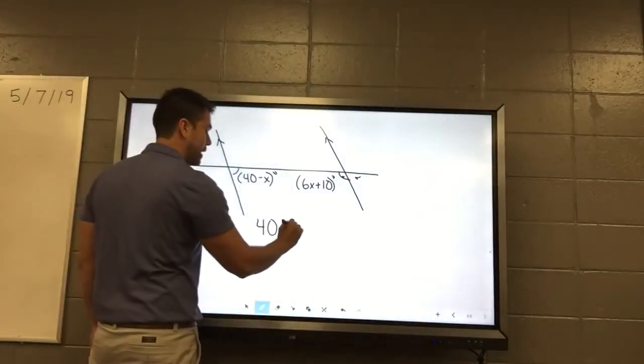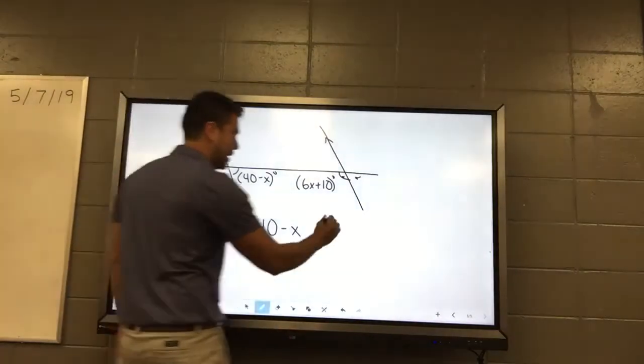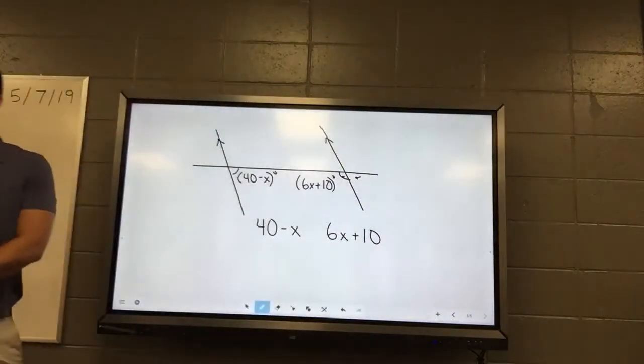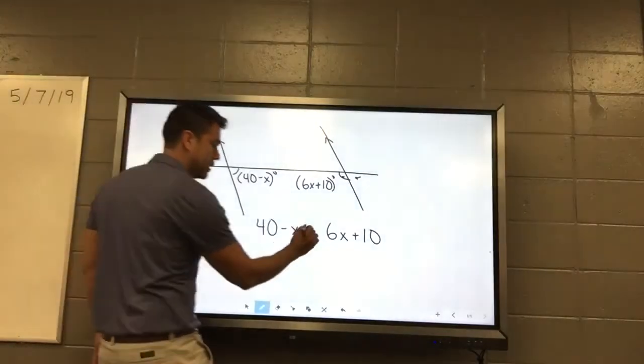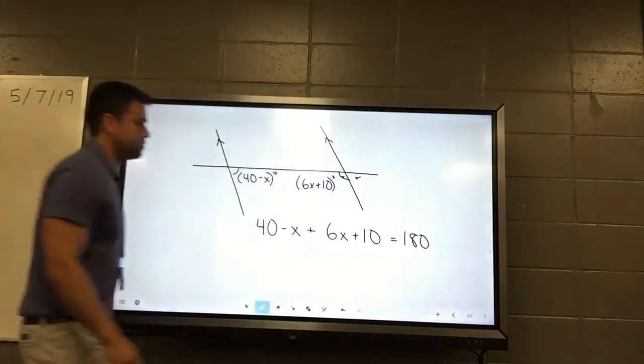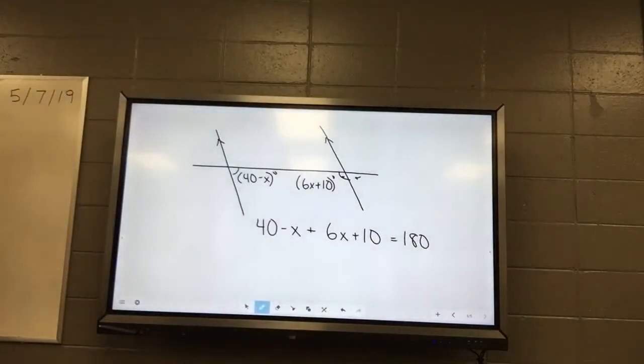40 minus x and 6x plus 10. What do they have to combine to get me? 180. So I got to add them, and they got to get me 180. That's the transitive property. You're transferring some info that you had.